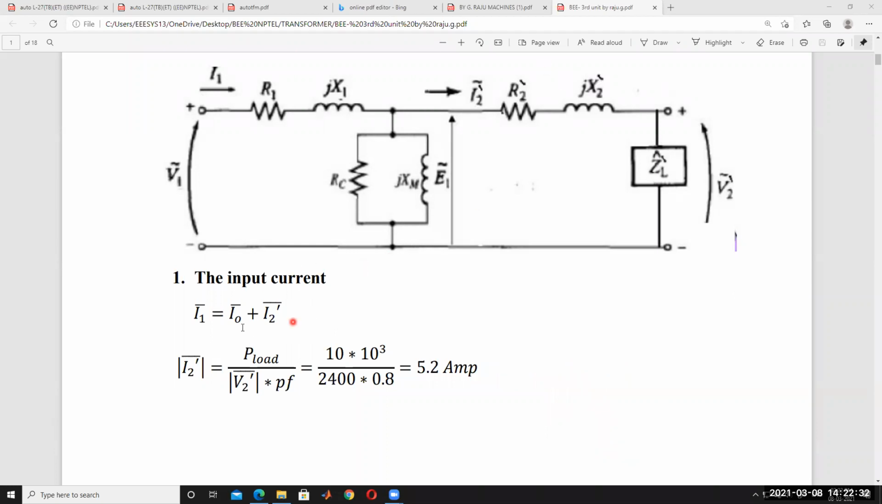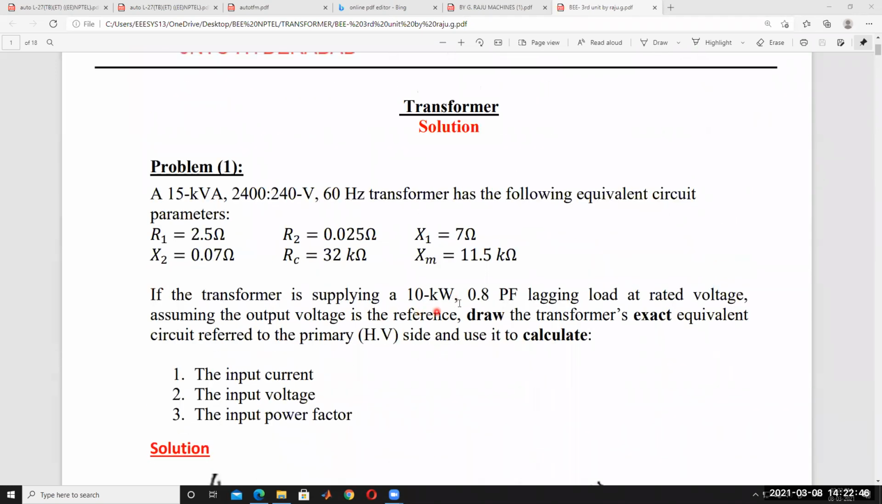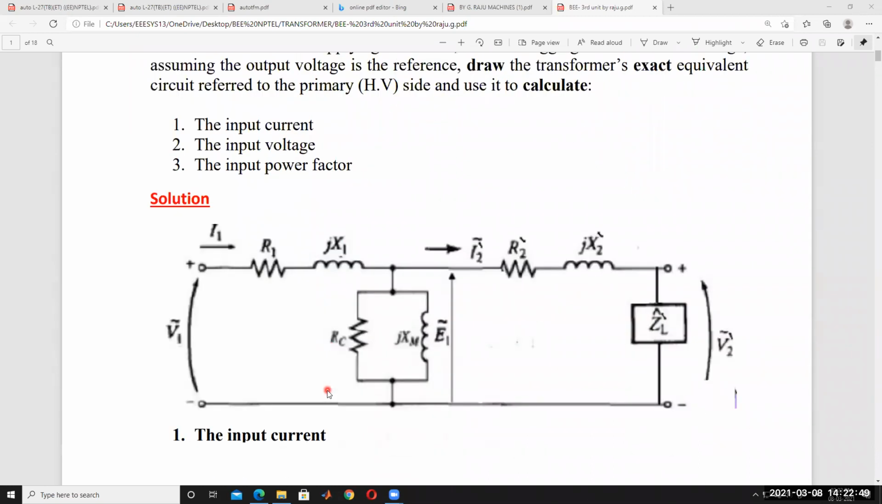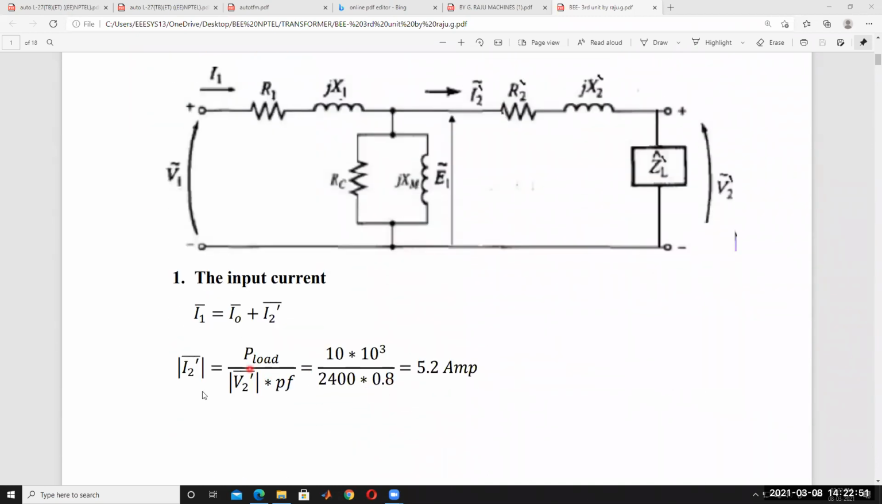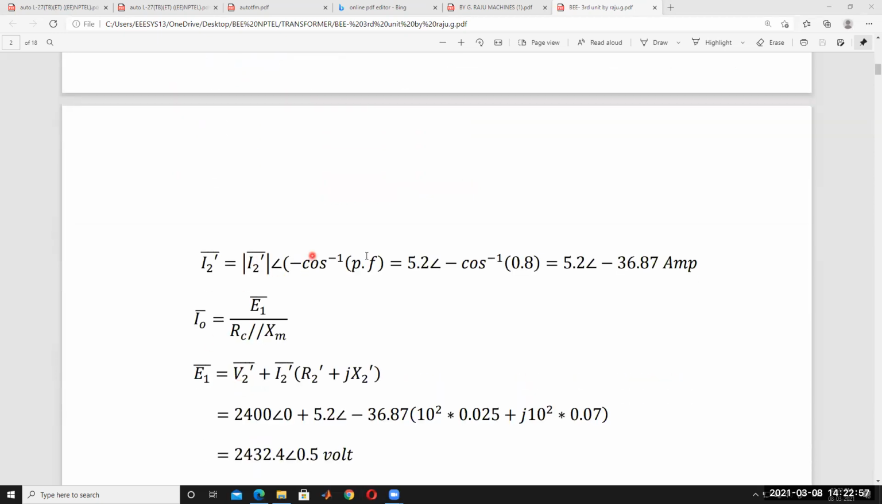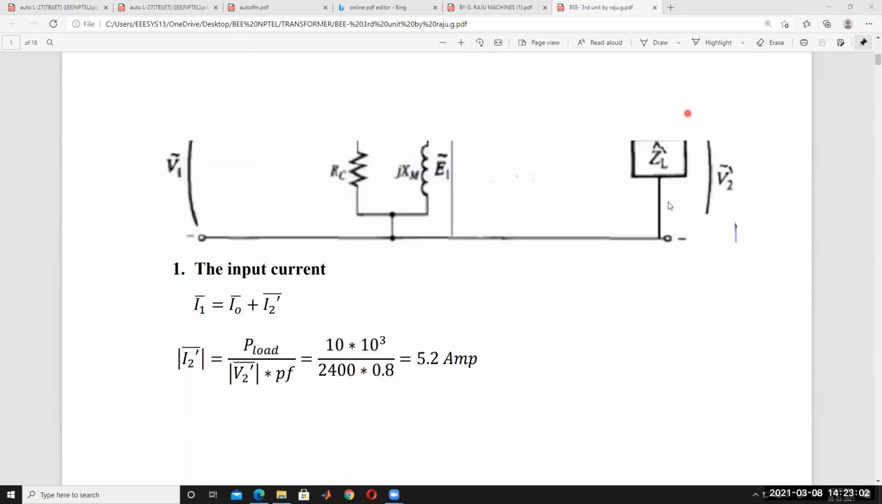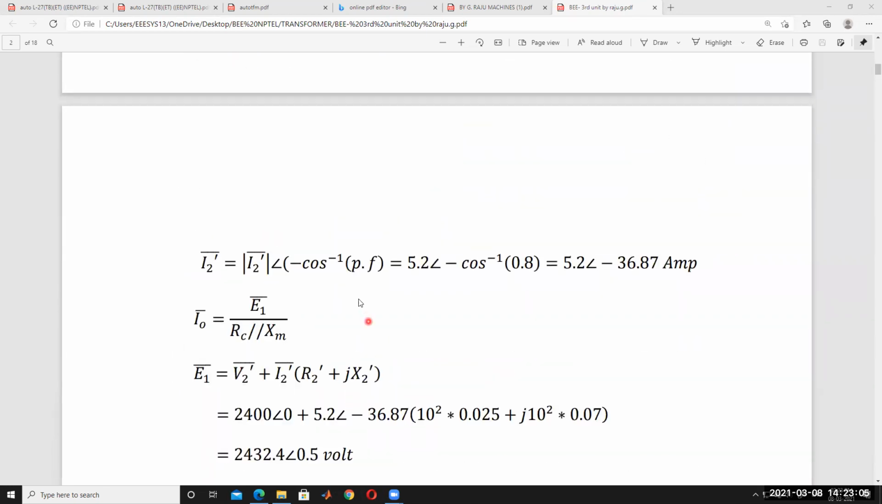From that we will get I2 dash, and then I0, the current flowing through the parameters RC and jXM. I2 dash is known from this relation: power is 10 kilowatts and the power factor of the load is 0.8, since cos phi is the power factor. By substituting, we get I2 dash. In polar form, the magnitude is 5.2 at an angle of minus 36.87, the cos inverse of the power factor.